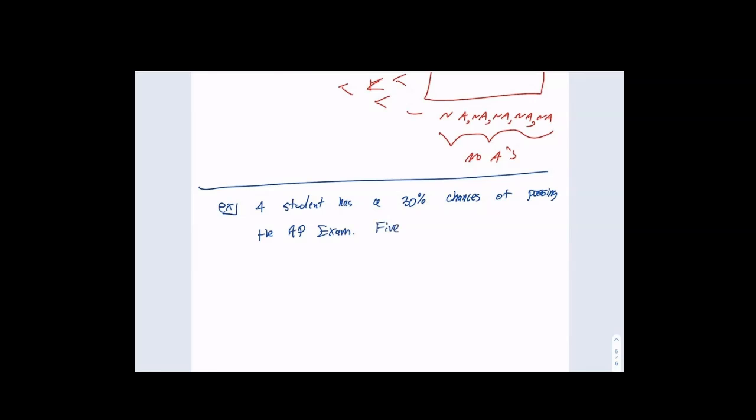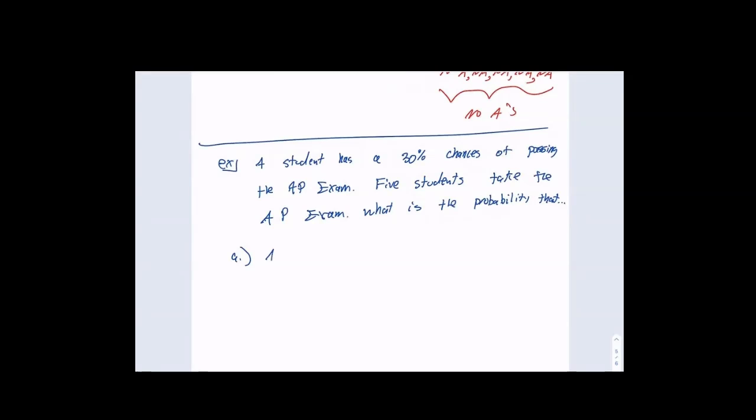Five students take the AP exam. A. What is the probability that all students pass the exam? What is the probability that all students pass the exam?